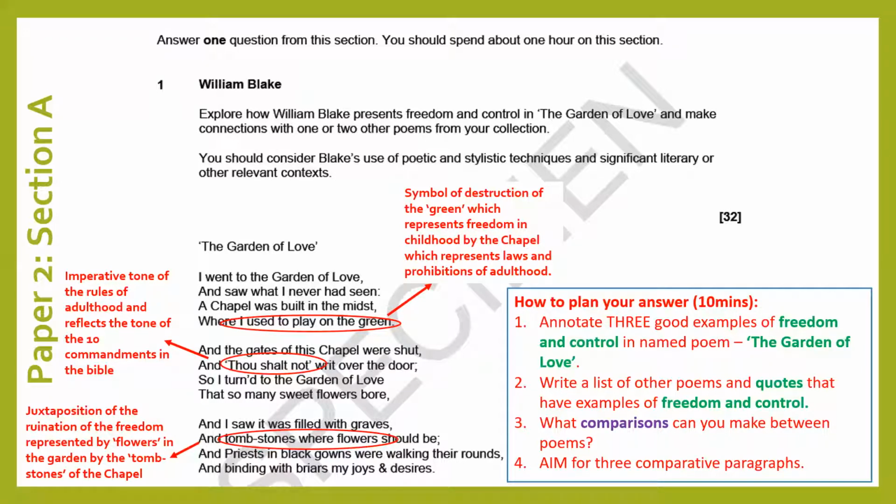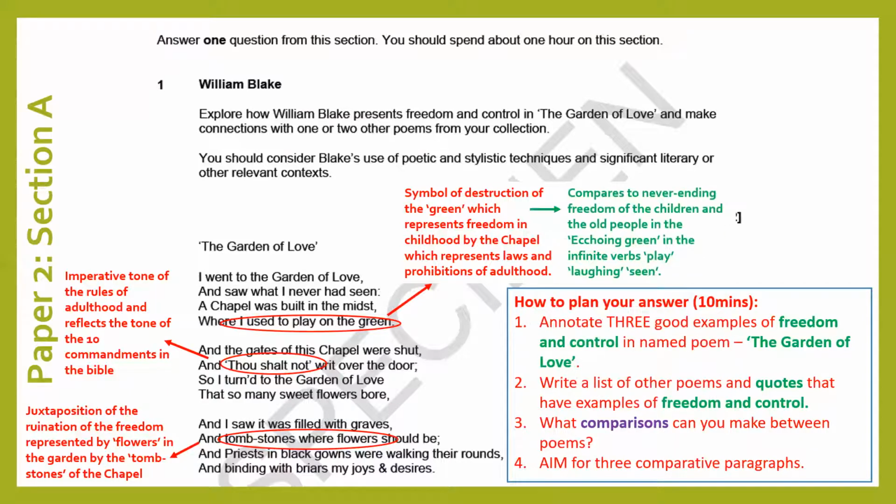Then a bit of analysis for each one. Doesn't have to be very detailed. Then we want to see what we can link to other poems. So I've got the first one compares the never-ending freedom of children and the old people in The Echoing Green, because it mentions the green, so you can make those links to any poem that mentions the green. So you could also look at Nurse's Song, Innocence and Experience as well.